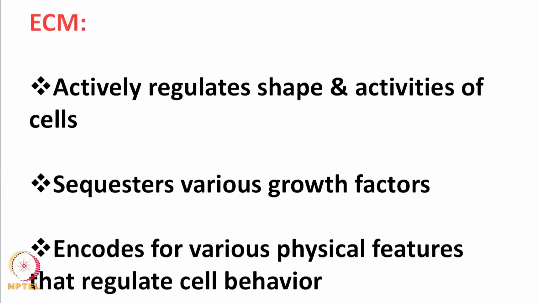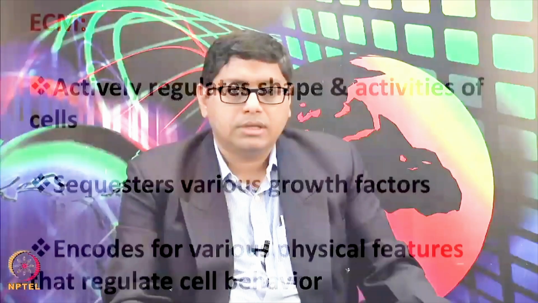So, what are some of the functions of the extracellular matrix? The ECM actively regulates the shape and activities of cells. It sequesters various growth factors. As I said, some of these growth factors are actually cross-linked into the matrix, so you need signals from other cells to cleave the growth factors, release them, and then activate them. And the ECM encodes various physical features that regulate cell behavior.